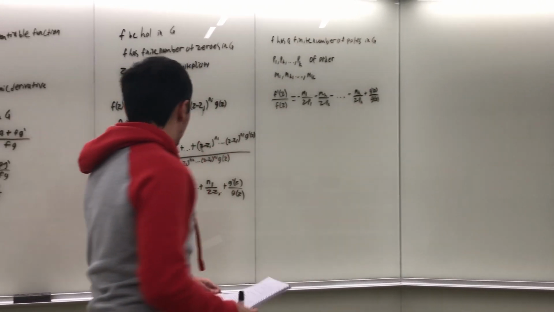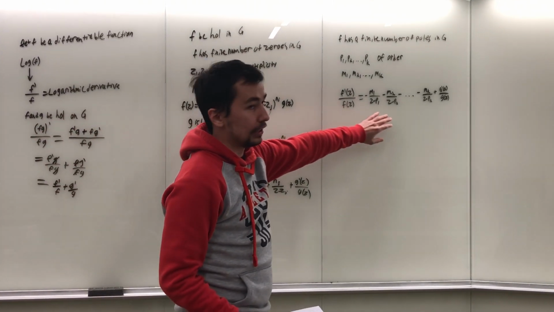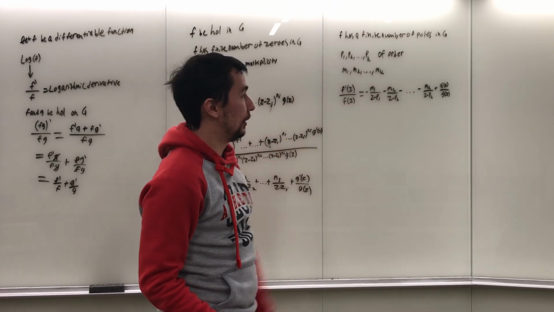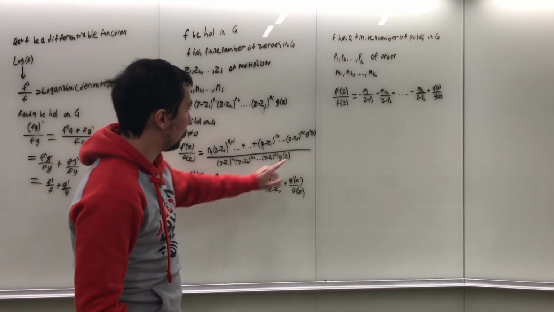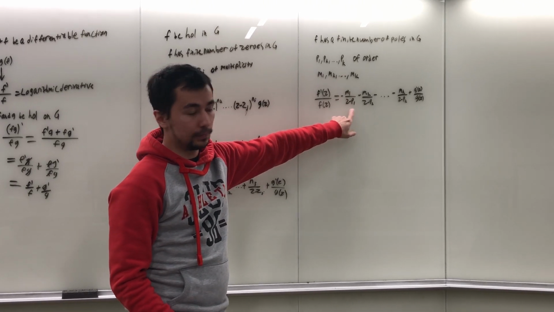So we now have an equation for f prime of z when it's the zeros, and f prime of z when it is the poles that are in here. And as you can see, it's very similar to the zeros. The poles is going to be the order of the poles over the location of the pole.